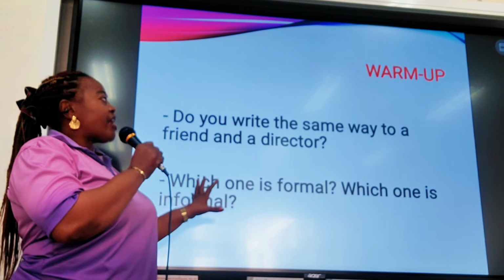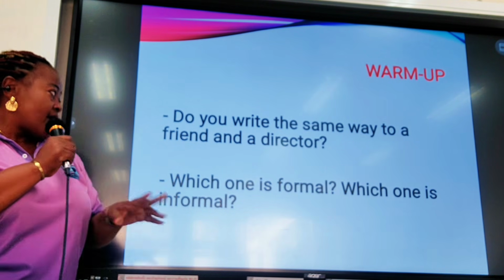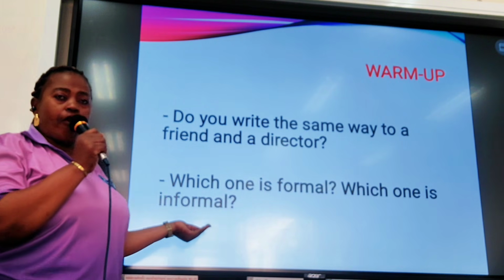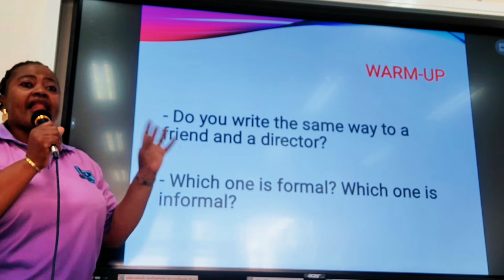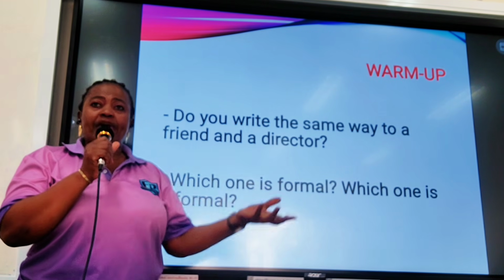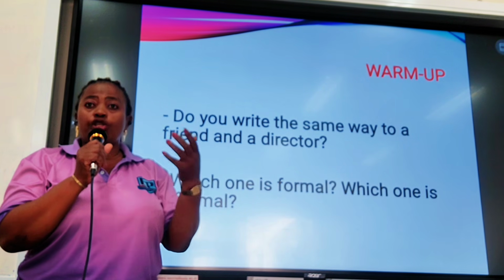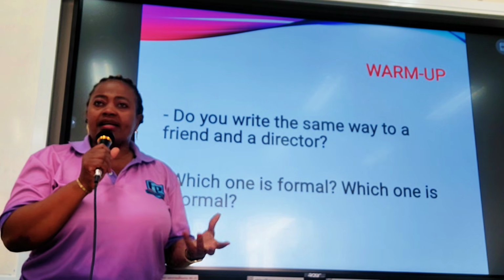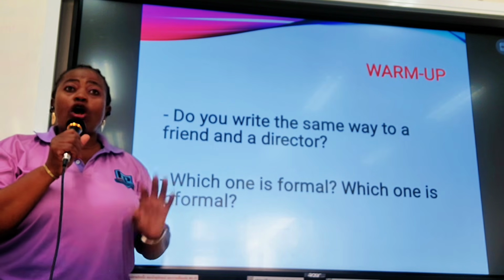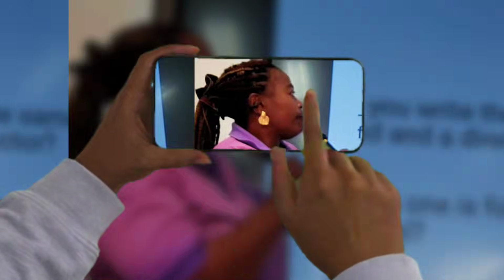So there's a difference between those 2 kinds of letters. That is why we have a formal letter and informal letter. A formal letter is the one that you write to the director, to a higher personality, to people that you are not close to, you are not used to. We call them formal letters. But the ones that you write to your friends or to your family members, we call them informal letters. But today we are talking about formal letters.